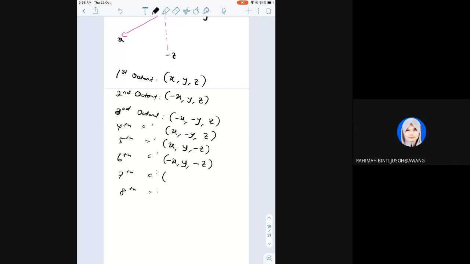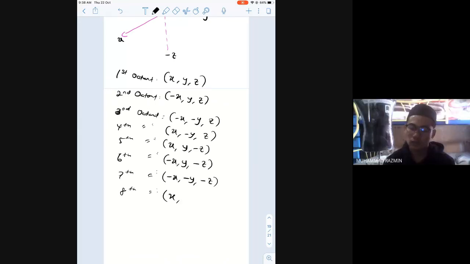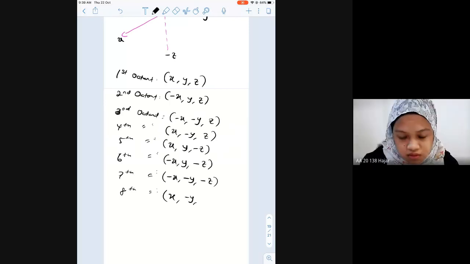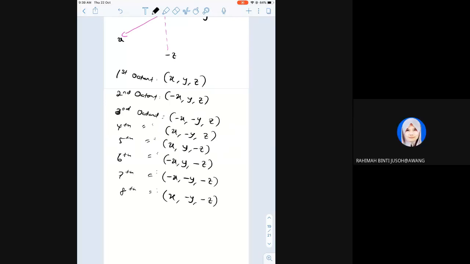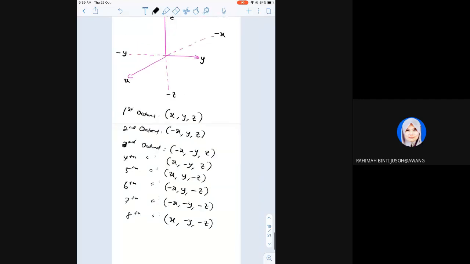Okay, 7 octant. 7 sebelah mana? Belakang ke depan? Belakang, well done. So negative X. Right or left? Left, okay, negative Y. And then Z is? Negative Z, okay, good. So 8 octant, depan belakang? Depan, dia patah balik ke depan. So X must be positive sebab dia depan. Y negative or positive? Negative Y, and Z is negative. Okay, good, well done. So that's the octant. You kena kenal octant, ya.